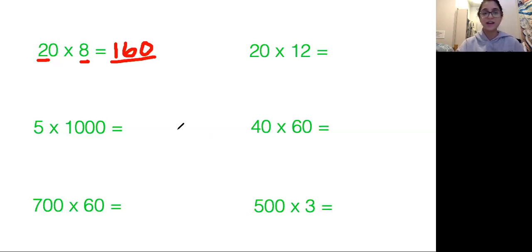If you just had 2 times 8, that would be 16. If you had 20 times 8, it's 160. If you had 2 times 80, that's also 160.